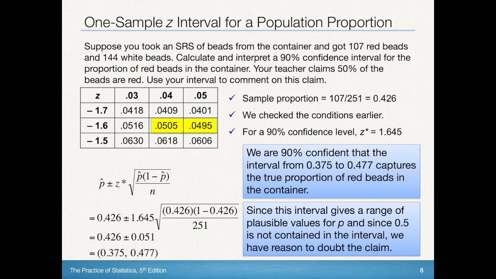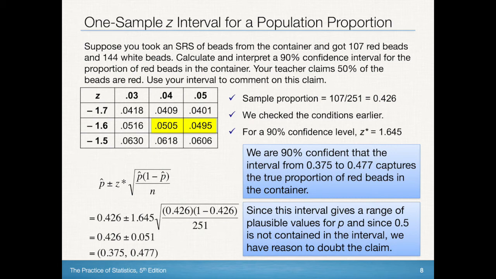So the script that you can see here is we are 90% confident that the interval from 0.375 to 0.477 captures the true proportion of red beads in the container. Please note that we have discussed it in terms of confidence and not in terms of chance. We have shown the lower bound and upper bound, and we are talking about it in context to the problem, which is the true proportion of red beads. If you didn't understand the problem, you may just say the true proportion of the population. Well, that's not going to be good enough for anybody who's trying to assess you.